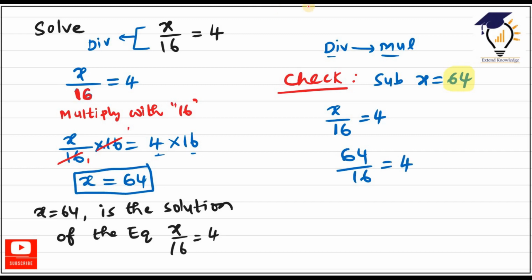We know that 16 is a factor of 64. 16 times 4 is 64. So 4 is remaining here. 4 over 1, which is 4, is equal to 4. Therefore, we can say that the left hand side of the equation is equal to the right hand side of the equation. This is how we solve that.